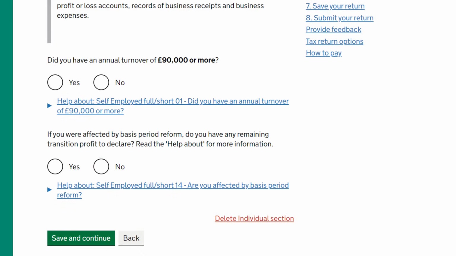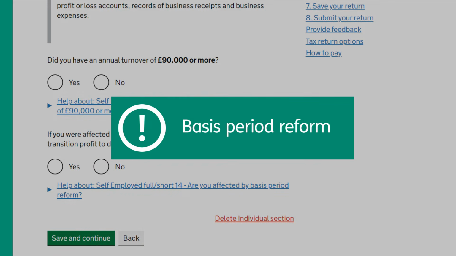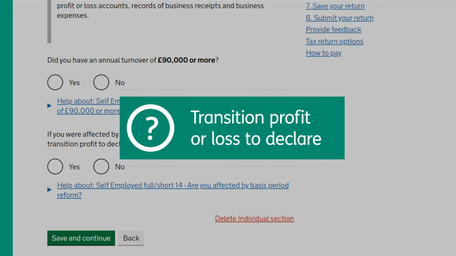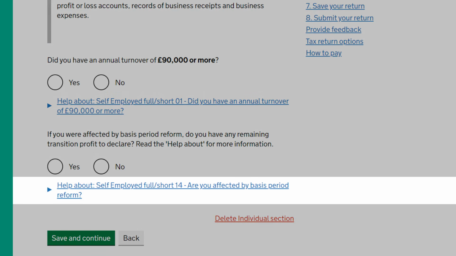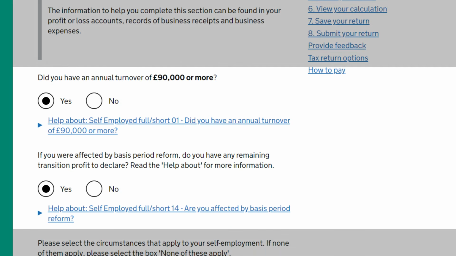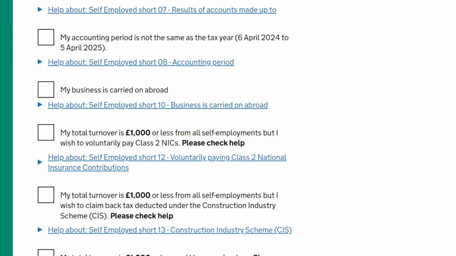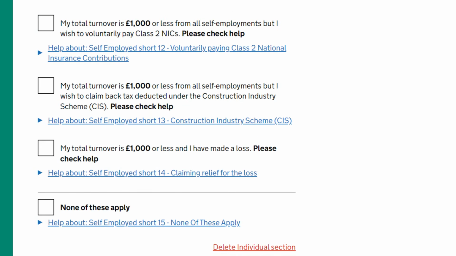We then ask if you were affected by basis period reform and have a remaining transition profit or loss to declare. You can find out more about this in the Help About link. If you answer yes to either of the questions on this page, you'll need to give a more detailed breakdown of your self-employed accounts. If it's no to both questions, you're given this simpler version of the self-employment section. You'll need to tick anything on this list that applies to you.